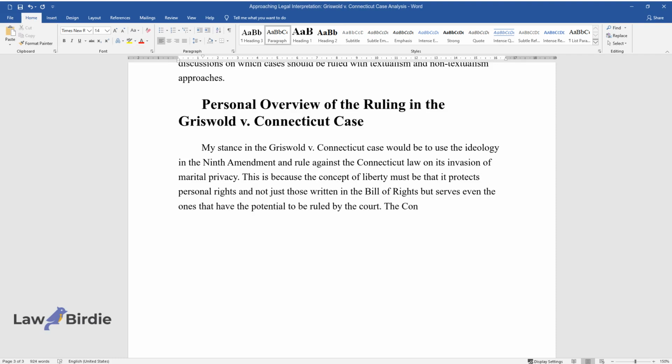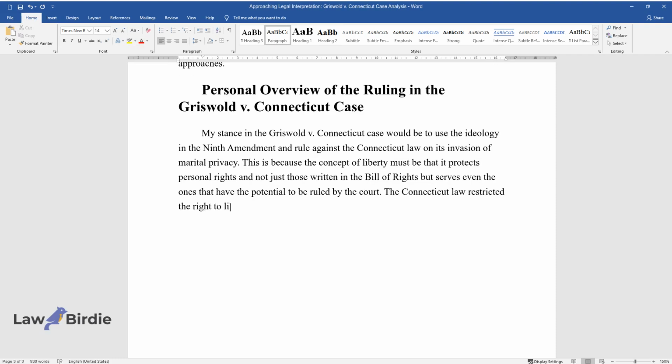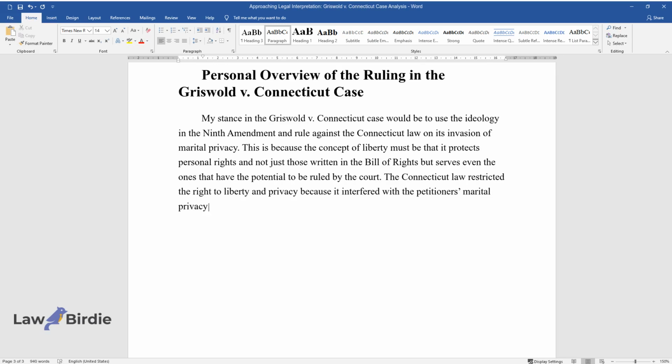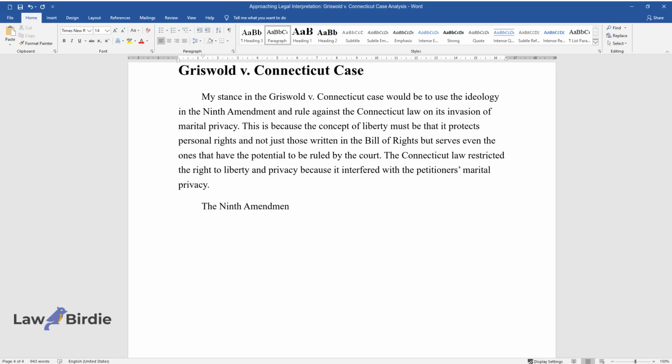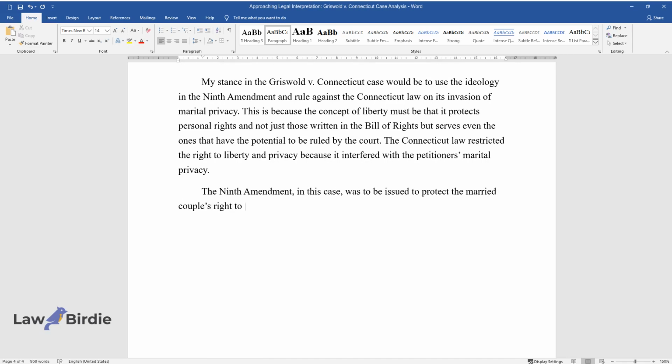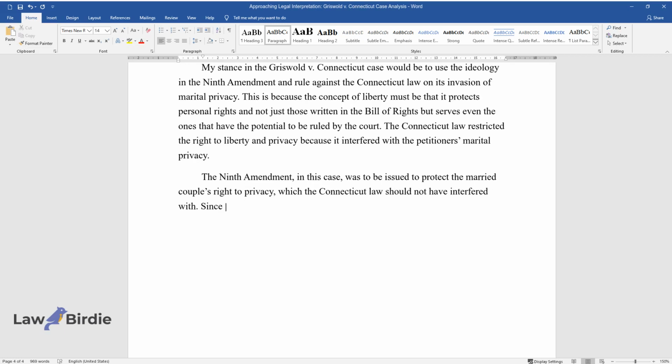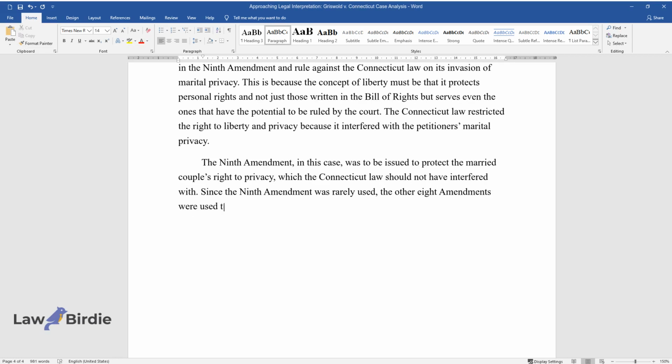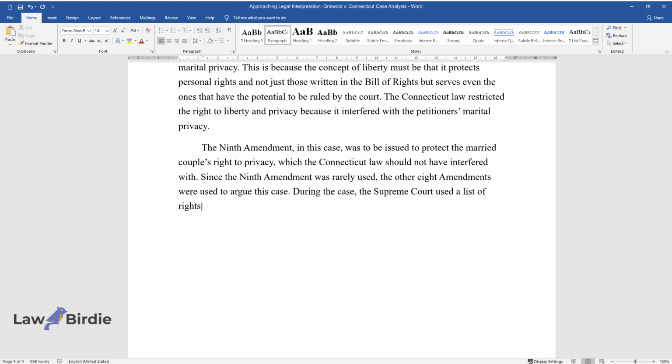The Connecticut law restricted the right to liberty and privacy because it interfered with the petitioner's marital privacy. The Ninth Amendment, in this case, was to be issued to protect the married couple's right to privacy, which the Connecticut law should not have interfered with. Since the Ninth Amendment was rarely used, the other 8 amendments were used to argue this case. During the case, the Supreme Court used a list of rights with a similar theme of privacy to overrule the case against Connecticut.